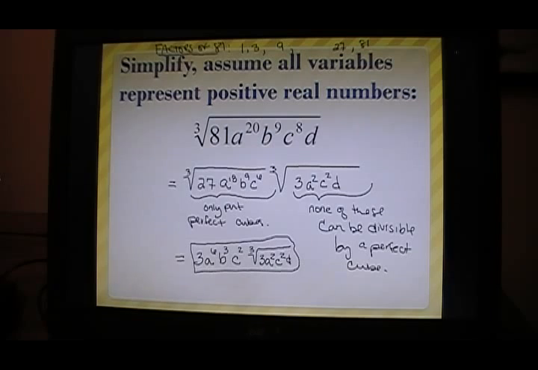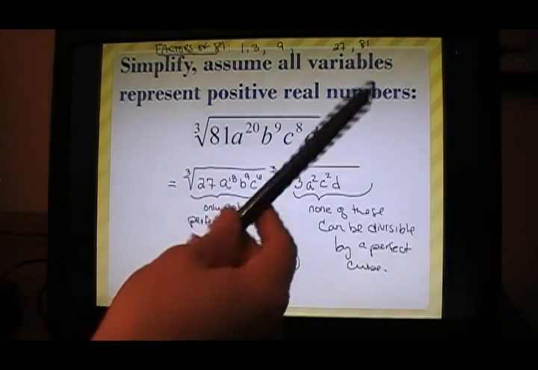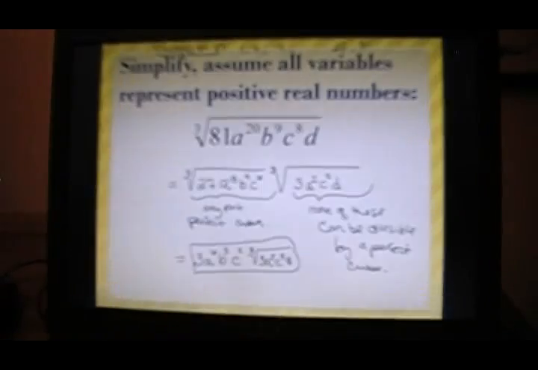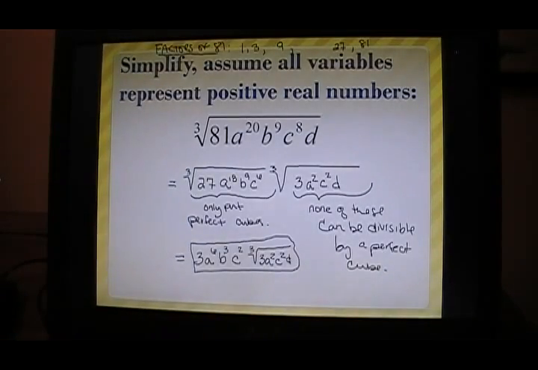So make sure you have this idea in your head. Like I said, if you can recognize perfect cubes and perfect squares, it's going to make your work a lot easier. And next we will start talking about how to do some operations with these radical expressions. Let me know if you have questions.